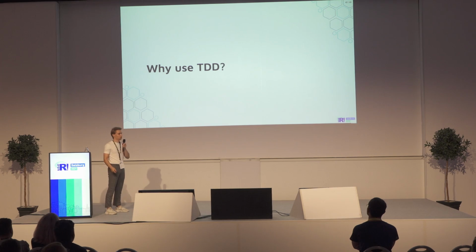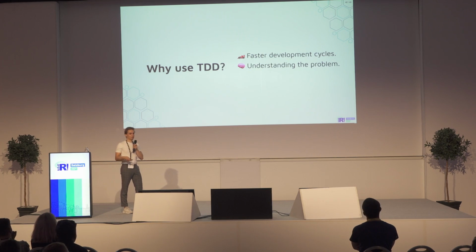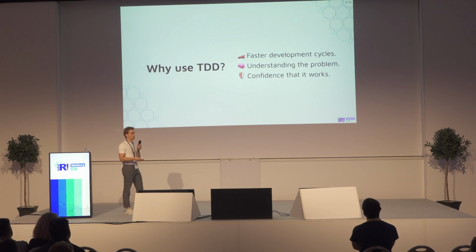So why would you use test-driven development? To get faster development cycles, because we can work on pieces of our code base in isolation. To understand the problem better, because before we start coding, we need to focus on what are the inputs and outputs of our system. And to have confidence that it works, because at every point in our development process, we have this test suite that tells us if our code works as expected.